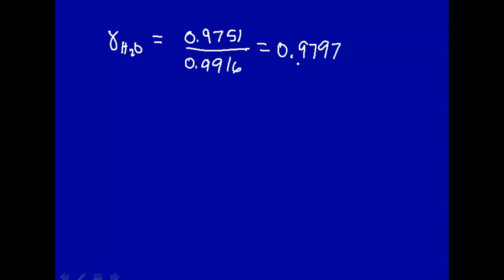Not quite an ideal solution. The activity coefficient is less than 1, meaning that even though you have 0.9916 mole fraction, the activity is less than that. So it's as if water is less active than you would expect for its mole fraction. Okay, so that's it for examples.